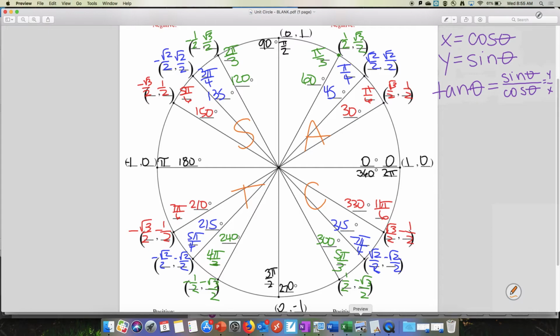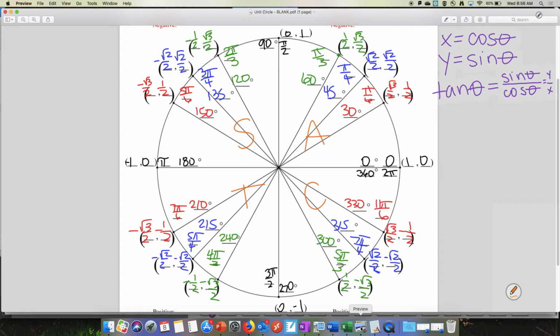In the third quadrant, both x and y coordinates are negative, so sine and cosine are both negative. However, when you take sine divided by cosine to get your tangent ratios, those become positive. So that's why we have a T in the third quadrant. Tangent is positive in the third quadrant.